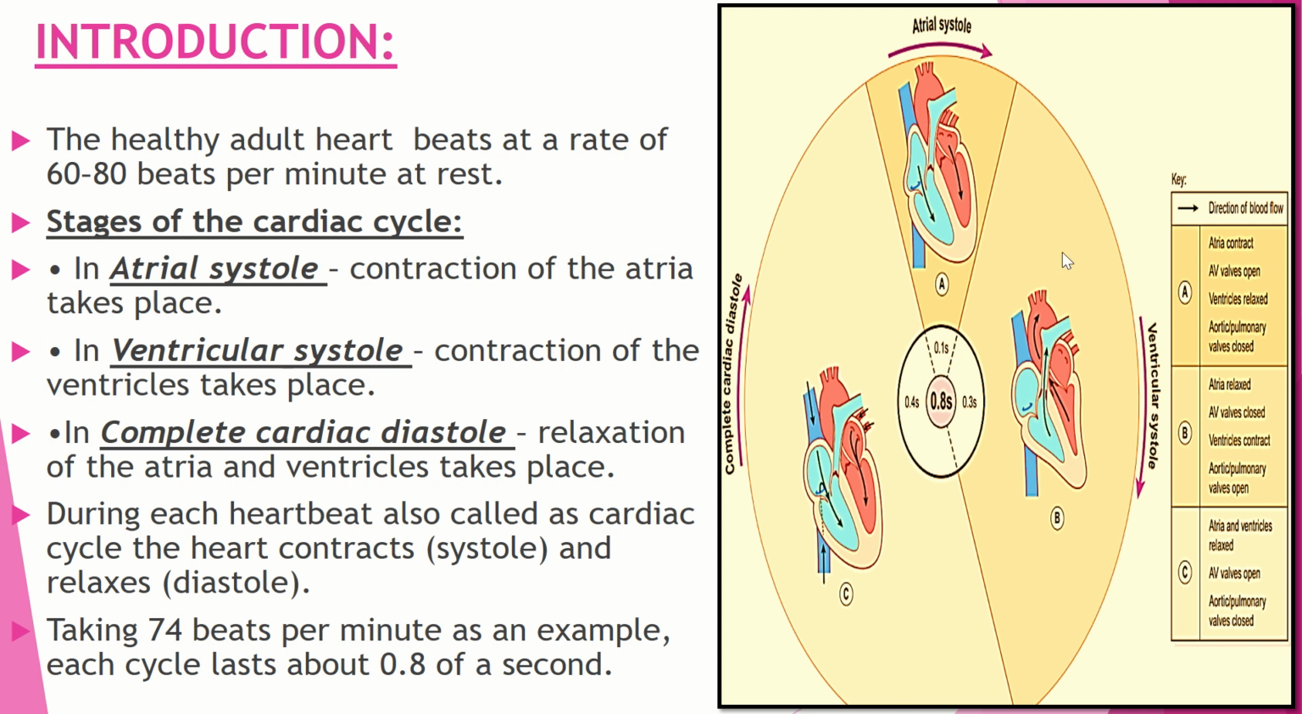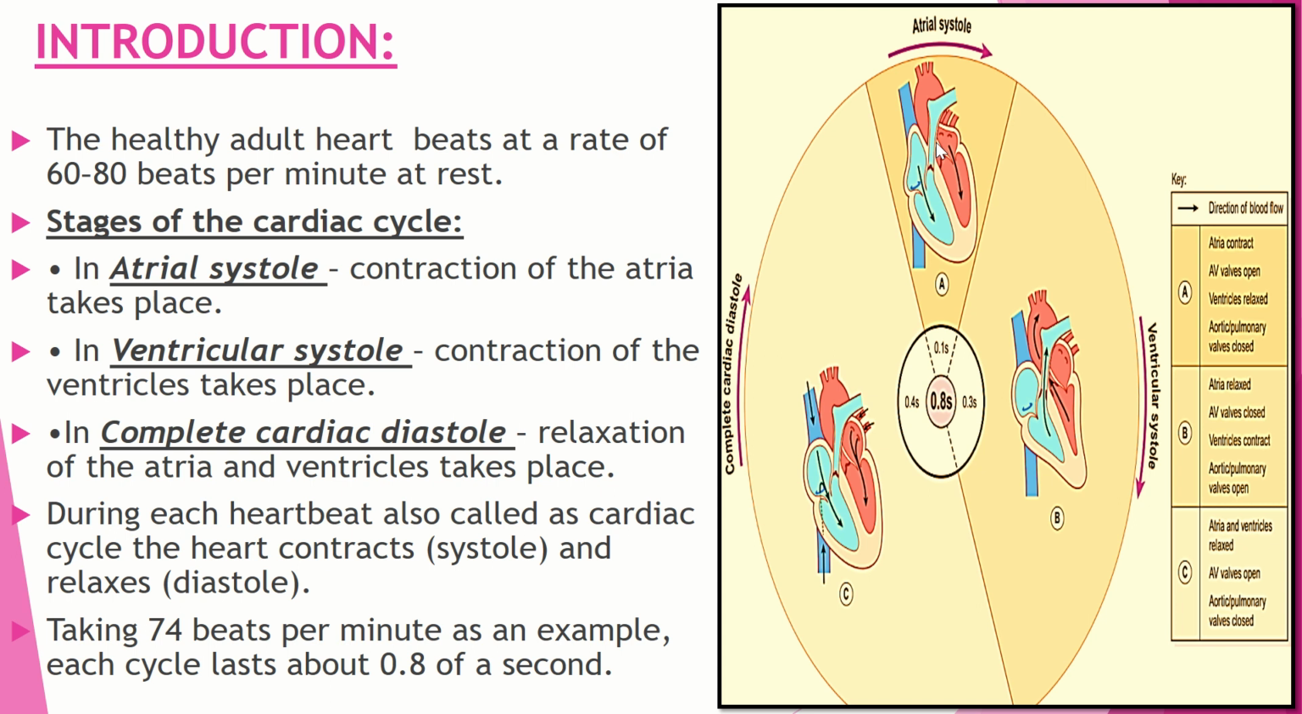The ventricular systole means the contraction of the ventricles, the lower chambers. It lasts for about 0.3 seconds. And the complete cardiac diastole, the complete relaxation of the heart, takes about 0.4 seconds. So altogether, 0.1, 0.3 and 0.4 make 0.8 seconds. So this is the cardiac cycle, where the complete contraction and relaxation of the heart take place in 0.8 seconds.